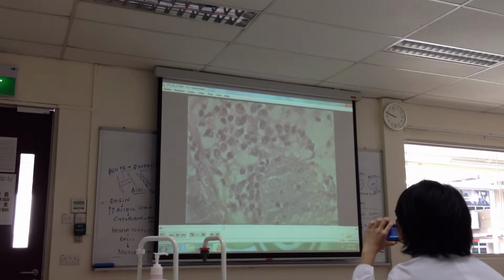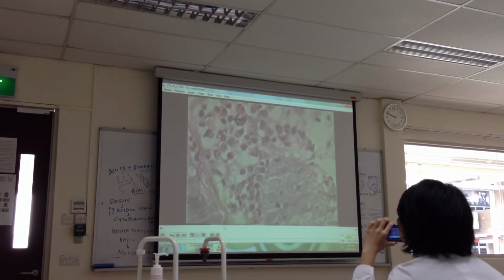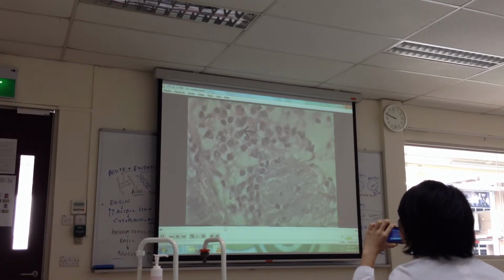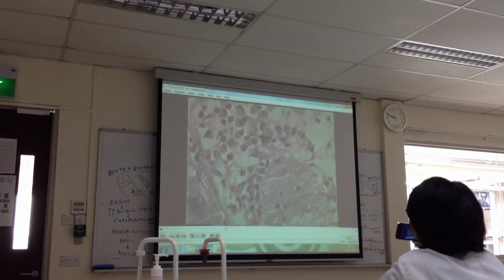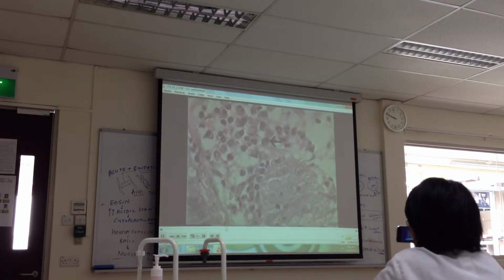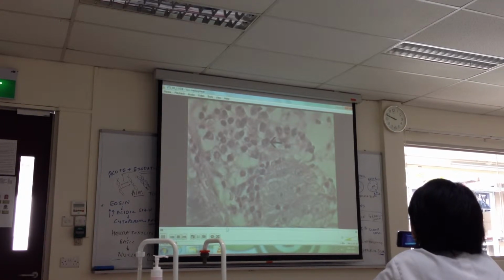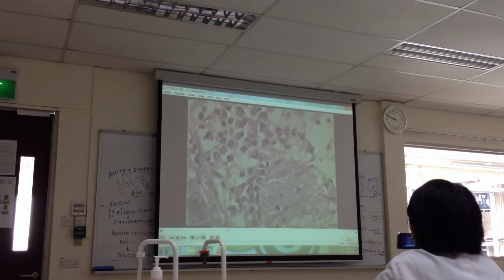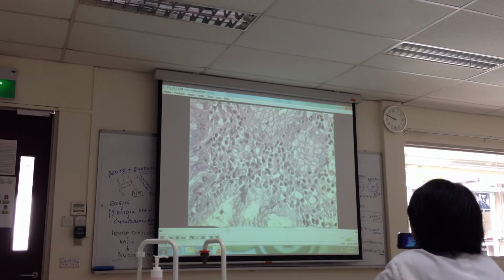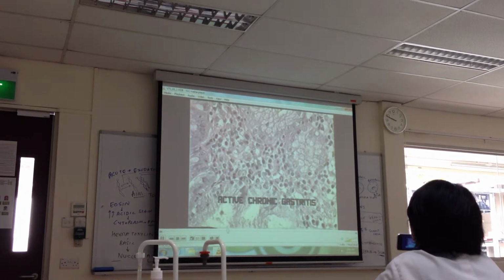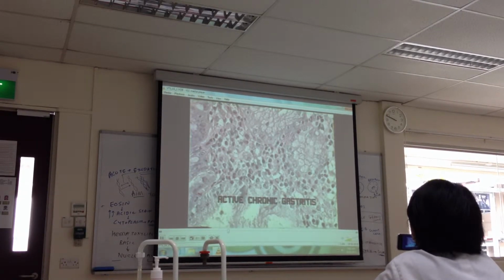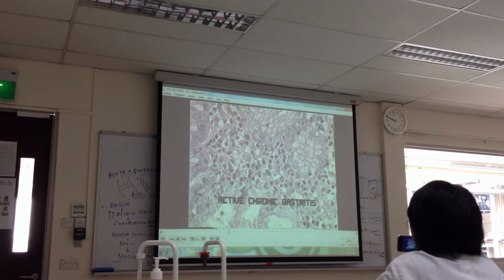In addition, however, we see lymphocytes and plasma cells, indicating an immune response. This is an acute or active chronic gastritis. Both acute and chronic inflammation are present.